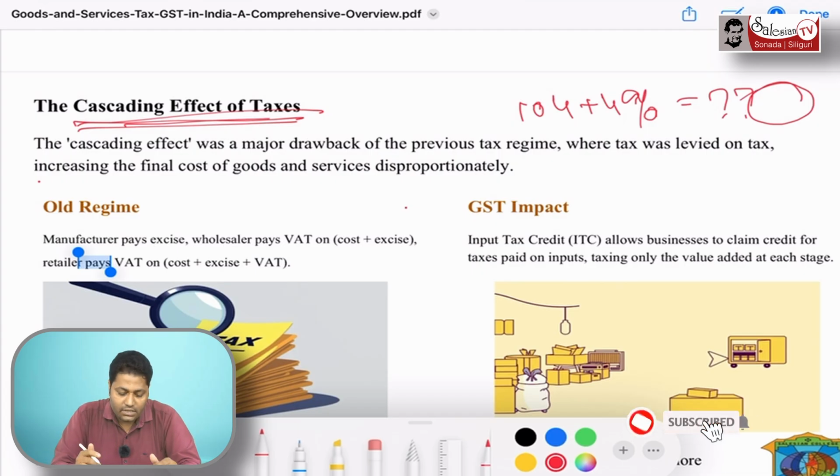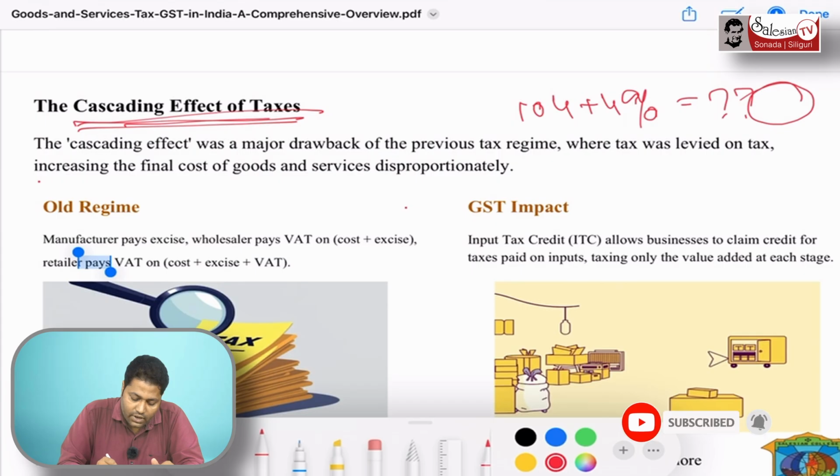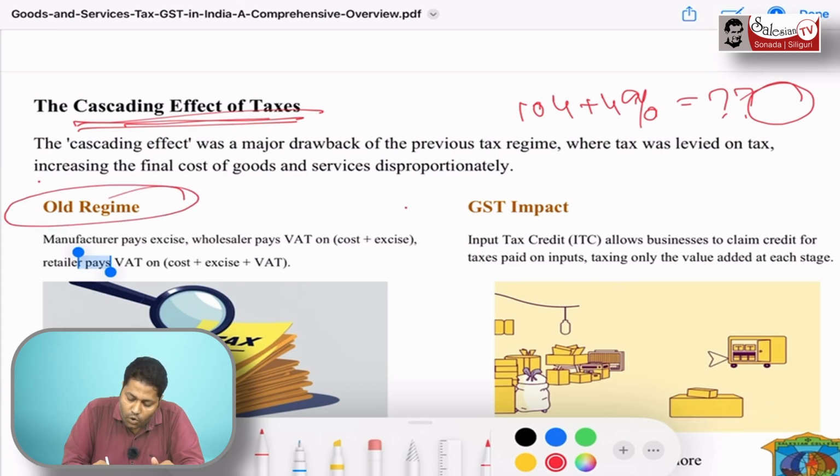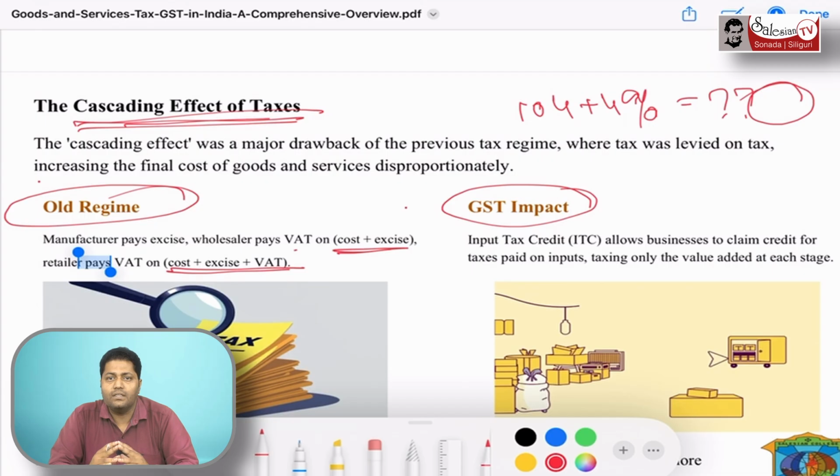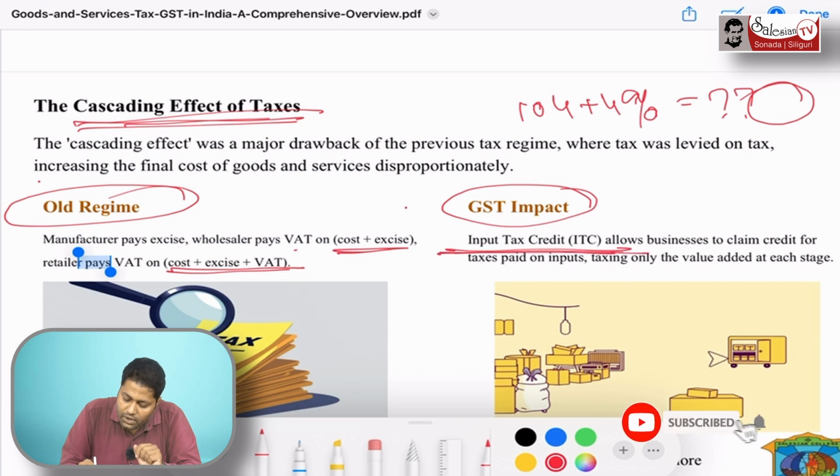So this is a cascading effect which was there. You can see here in the old regime, what I am trying to say, cost plus excise plus VAT was there. Now in GST, what's the impact? Here you are paying, but the important thing in this system is input tax credit. The buyer will be able to get an input tax credit.